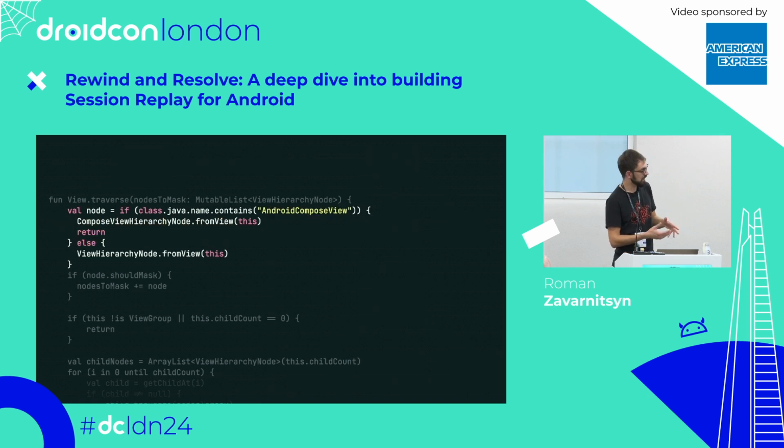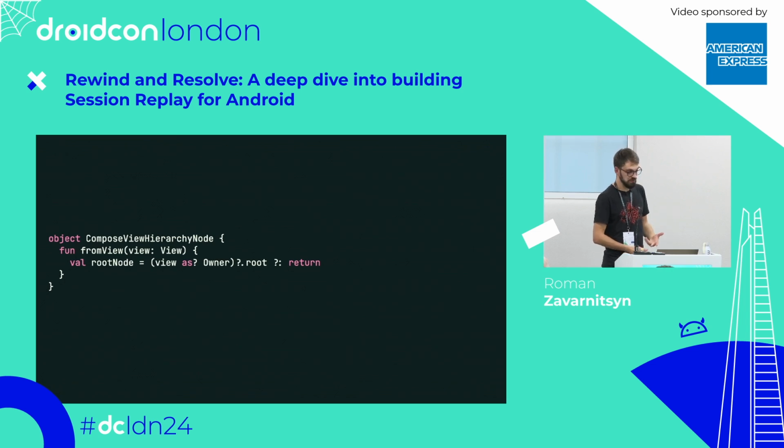So let's get back to our traversal method, because in this case, we still have to check whether the current node is, I mean, we're using some kind of reflection here, but we have to check the name of the class. If it's AndroidComposeView, then we know we have to now traverse the Compose subtree of the entire view tree. So we just created our flavor called ComposeViewHierarchyNode, and we also still have to return here early because the Compose view tree will be traversed separately from the rest of the view tree.